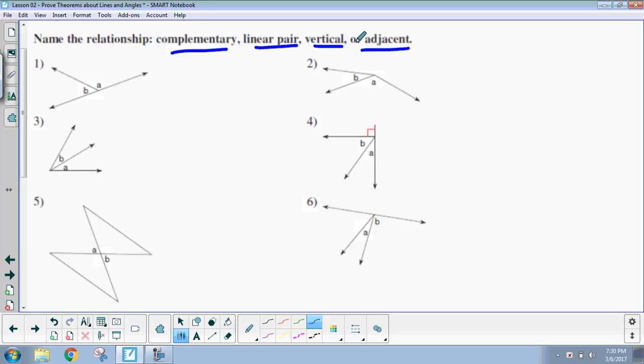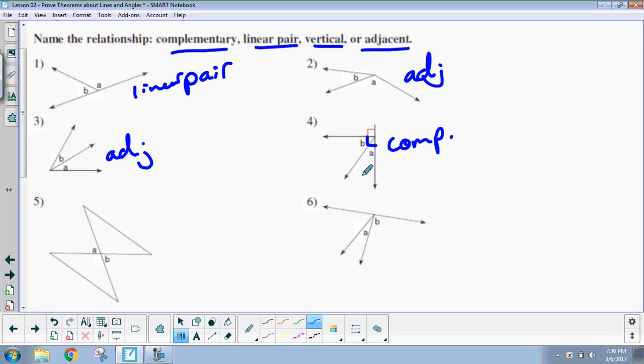All right, so the answers. A and B, that's a straight line, so I'm thinking linear pair. Number 2, not a straight line. They are next to each other, so adjacent. These two again, next to each other, adjacent. What do we got here? 4. If this is 90, then that means this is 90. These two angles add up to 90 degrees, so we're thinking complementary.